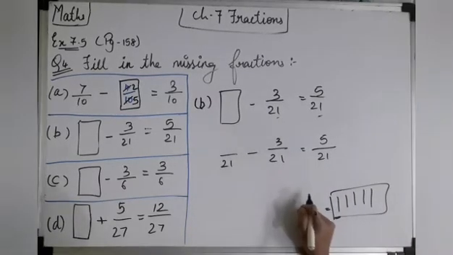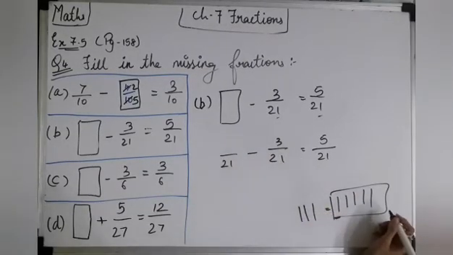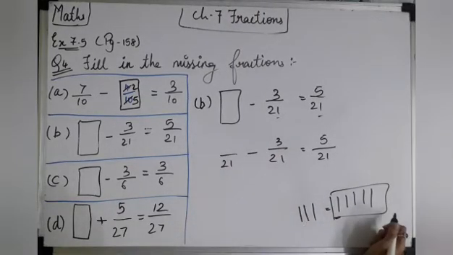And 3 sticks were subtracted: 1, 2, 3. Okay. But in total, 3 sticks would have been added, that's why it is subtracted. You didn't get it, right? I'll explain.